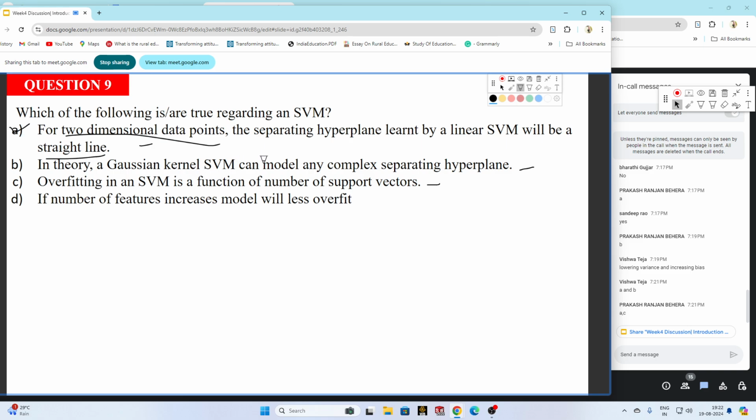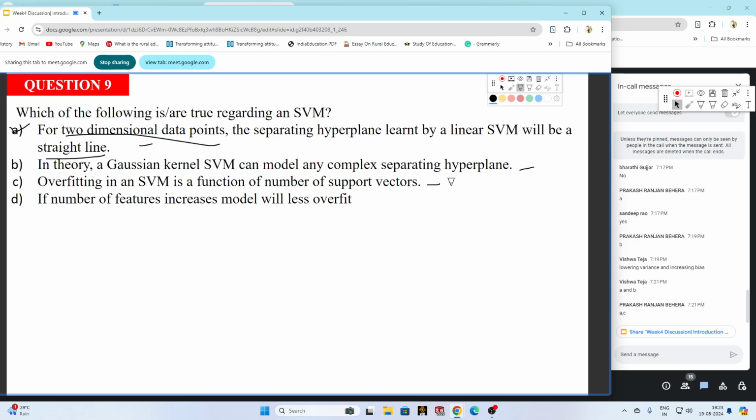In theory, a Gaussian kernel SVM can model any complex separating hyperplane. Again, this is a theoretical thing. Like we have discussed the polynomial kernel, if we are dealing with a Gaussian kernel SVM, it can model any complex hyperplane. Option C: overfitting in an SVM is a function of the number of support vectors.